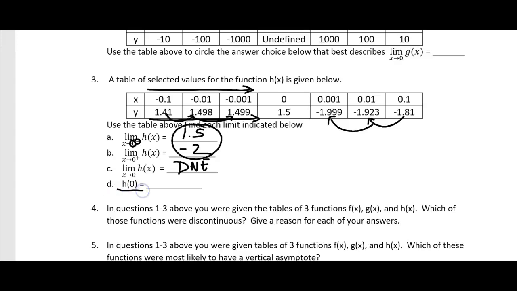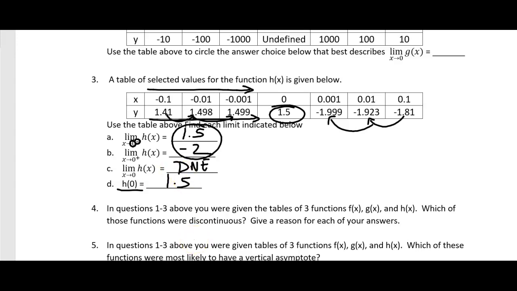But this one asks us something else. It says, what is h of 0? Now, h of 0 is the value that y actually equals when x equals 0. And in this case, it's 1.5. Now, if I were to ask that about the questions above, you would have to say undefined because there was no answer there. But in this case, there actually is a value for h of 0.